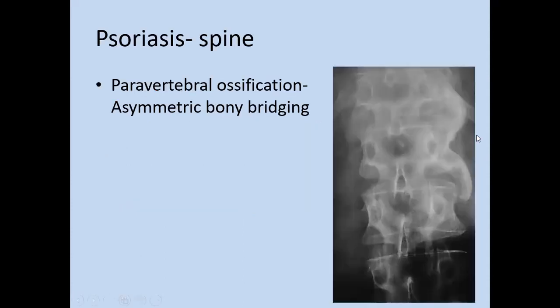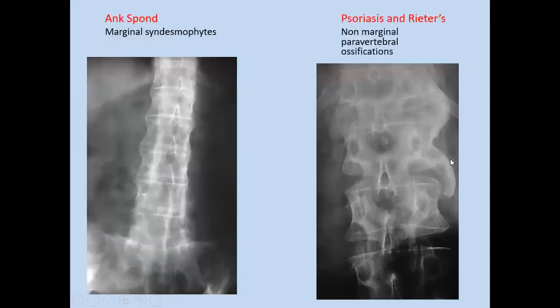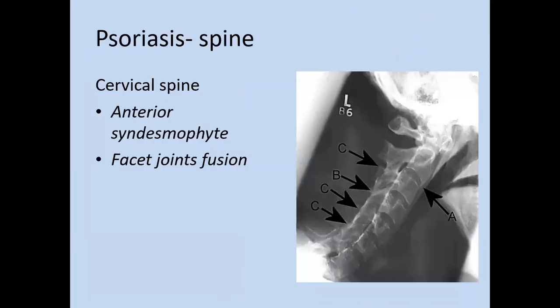So this is the paravertebral ossification we just talked about, and this is how we can compare ankylosing spondylitis with these fine, delicate syndesmophytes, compared with these chunky, massive paravertebral ossifications that we see with psoriasis and Reiter's. And as I mentioned, the cervical spine is the first one to be involved with psoriasis. You see the anterior syndesmophytes here, and you see fusion of the facet joints at the back. So this is typical appearance.